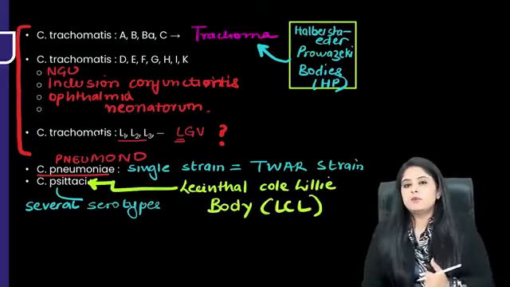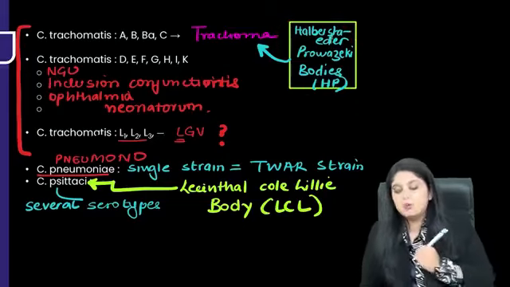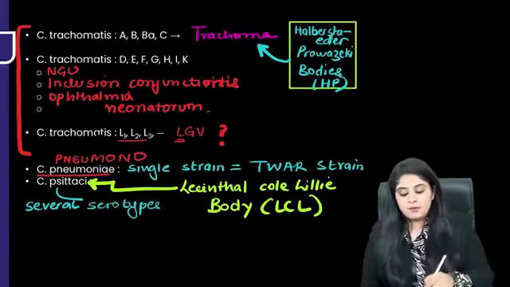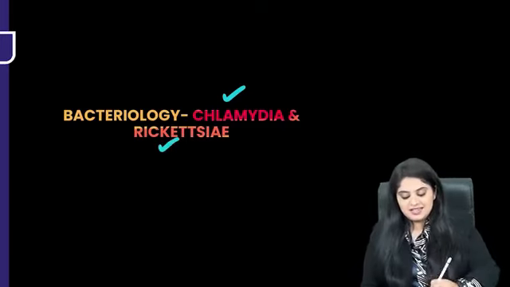psittaci. These two bodies are important. So repeating, Halberstaedter-Prowazek bodies are seen in trachoma and LCL bodies are seen in psittaci. So all of your chlamydia is done. We can move on to the next deadly family, and that is Rickettsia.